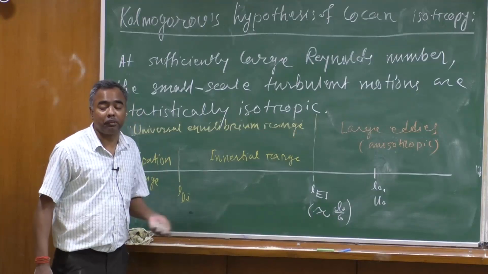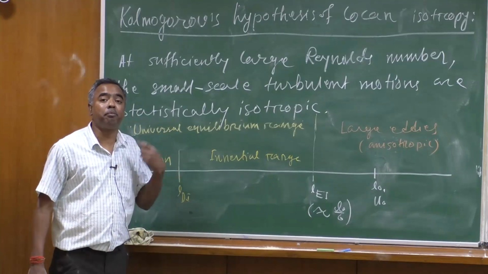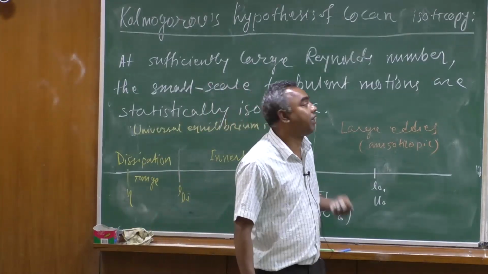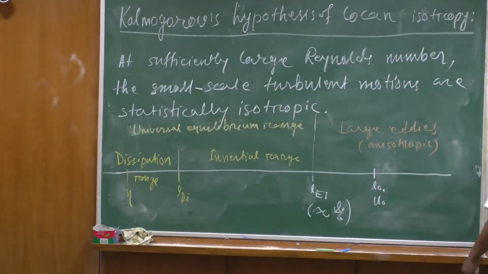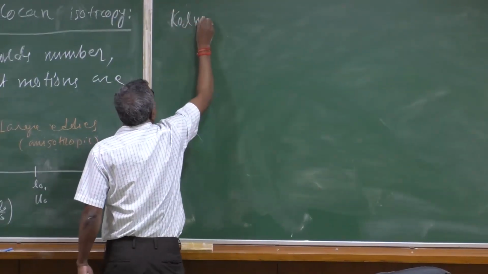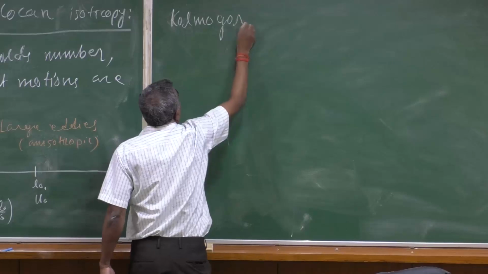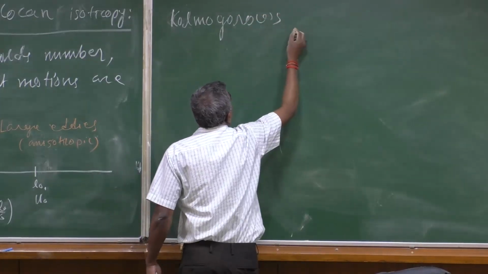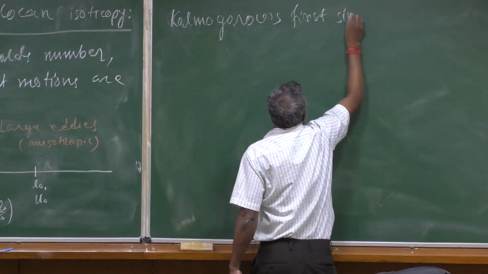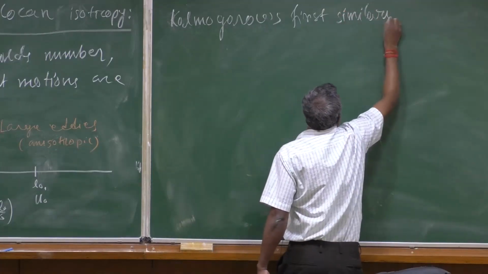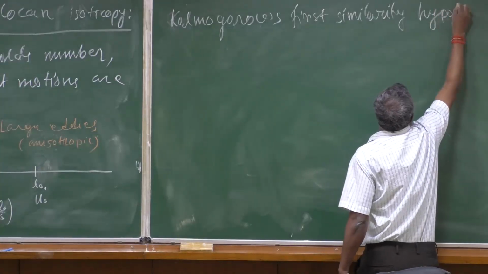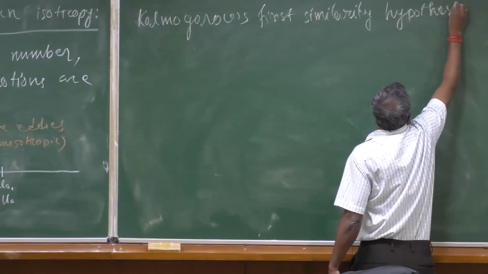To answer this question, he came up with the second hypothesis, which is known as Kolmogorov's first similarity hypothesis.